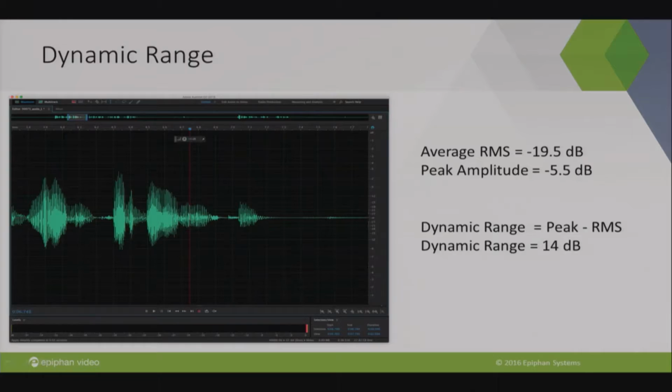So what we do is we break this into two measurements. The first measurement is an average value. It's a root mean square or RMS value, and it tells you the relative average level of that signal. That tells you roughly how loud it seems to the human ear. And then we look for the peak amplitude. We need to know how much above that average value the signal will get, and that's just called the peak amplitude. The difference between those two is what we call the dynamic range.